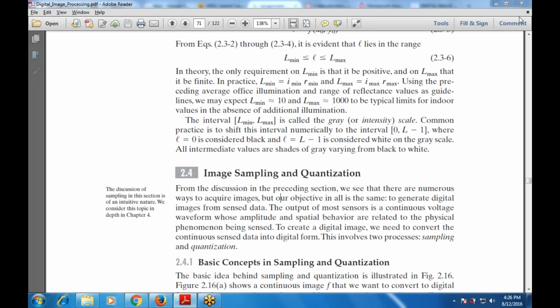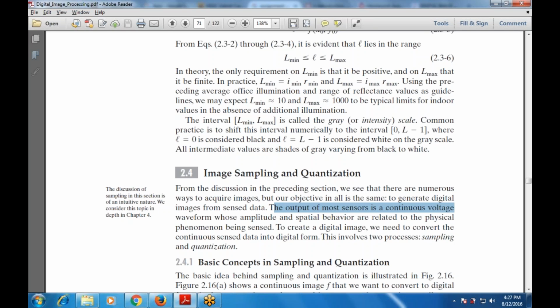So when we talk about sampling and quantization, there are two processes: one is sampling, one is quantization. The output of most sensors is a continuous voltage waveform whose amplitude and spatial behavior are related to the physical phenomenon that has been sensed, that has been acquired.